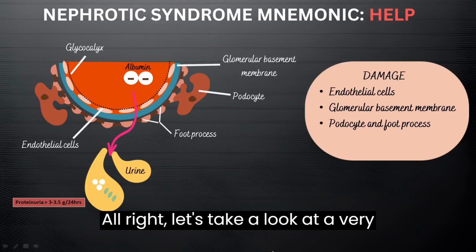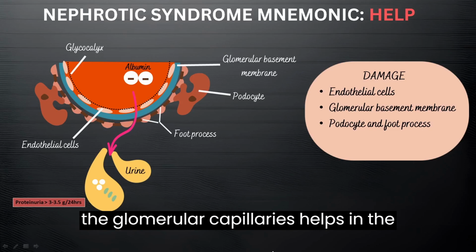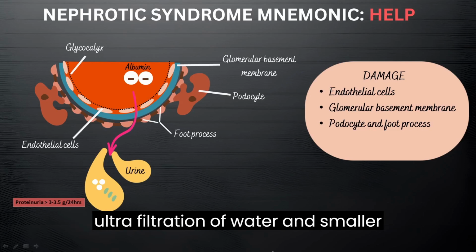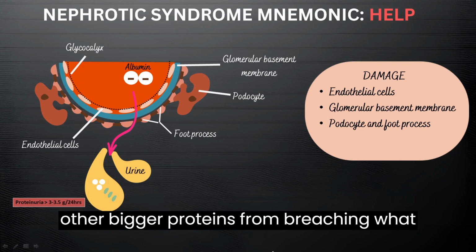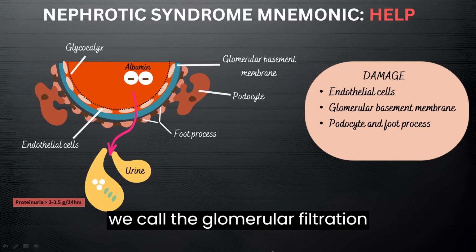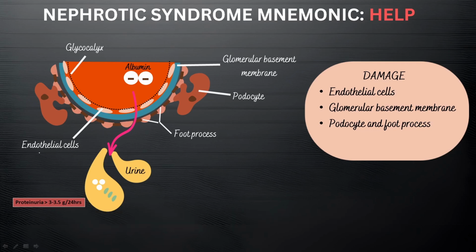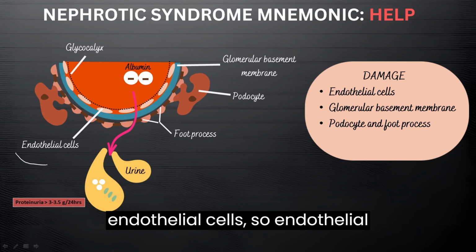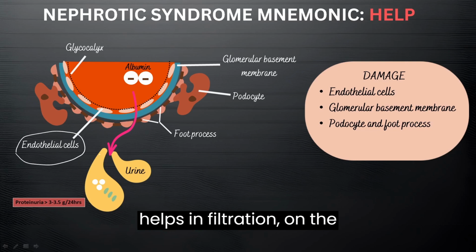Alright, so let's take a look at the very important diagram. Now you recall that the glomerular capillaries help in the ultrafiltration of water and smaller solutes while preventing albumin and other bigger proteins from breaching what we call the glomerular filtration barrier. One of the major components is the endothelial cells. Endothelial cells have fenestrations that help in filtration.